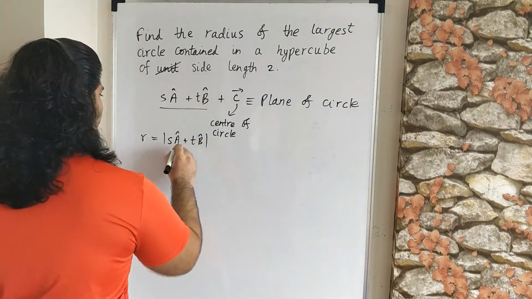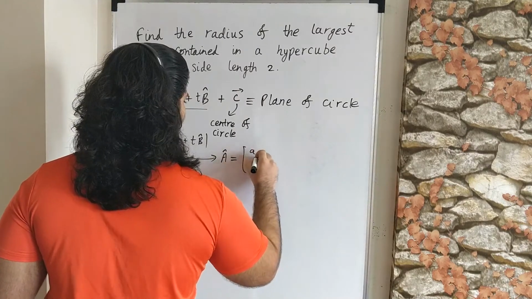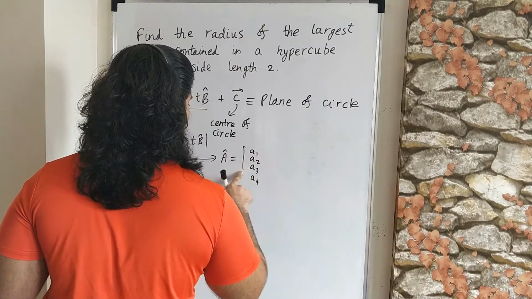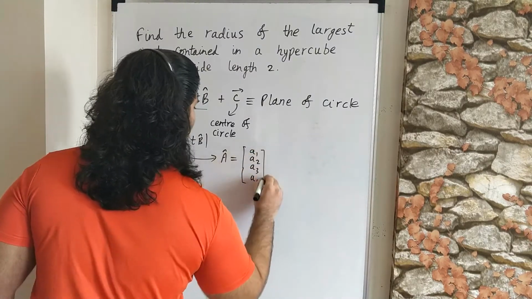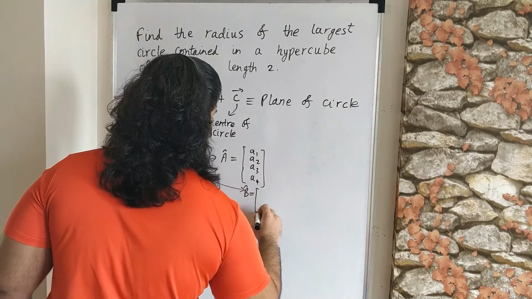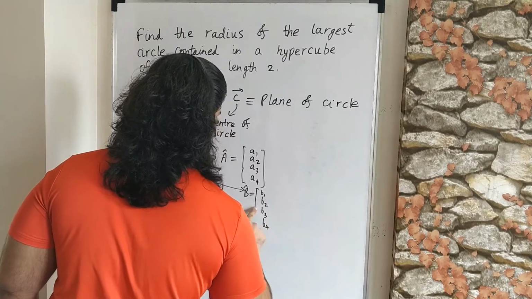And now what we'll do is we'll let a hat be a1, a2, a3, a4, so it's a 4D vector, and similarly b hat is b1, b2, b3, b4.